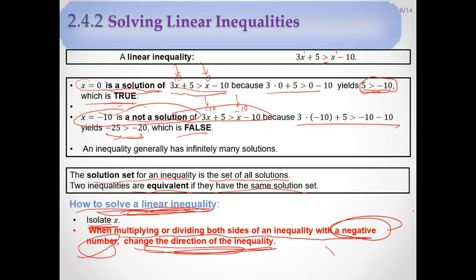So if you have something like x bigger than 2, and you want to divide by -1, you have to change the direction of this sign. If you're dividing by -1, you have to change this. And it's the same when it is multiplied by a negative. So if you multiply both sides by a negative, you change the direction of the inequality sign. This is important.